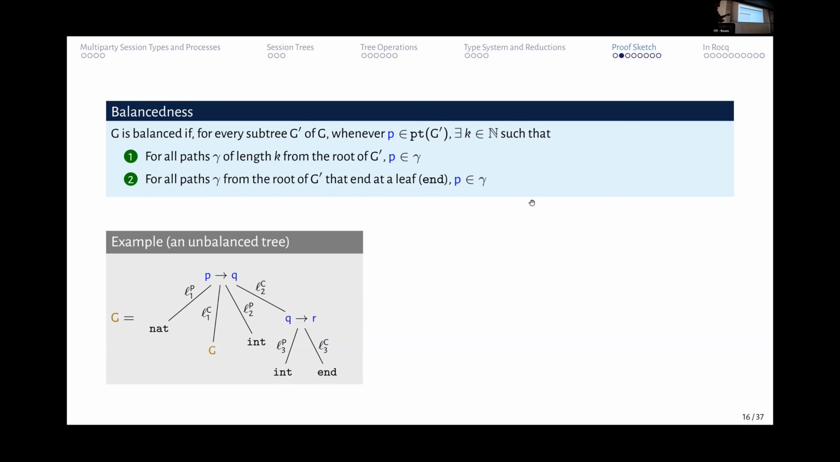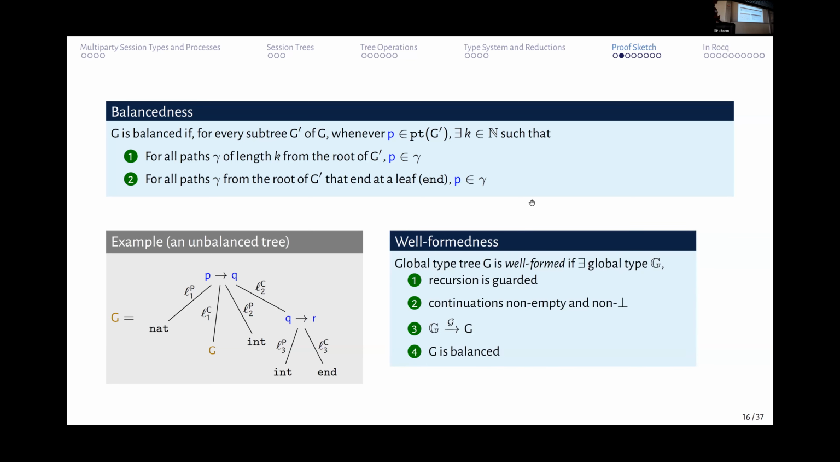To illustrate, this is an example of an unbalanced tree. And this is unbalanced because if you look at participant R, for example, it's always involved in the subtree G, but you can't find a global K where it's part of the continuation on that path.